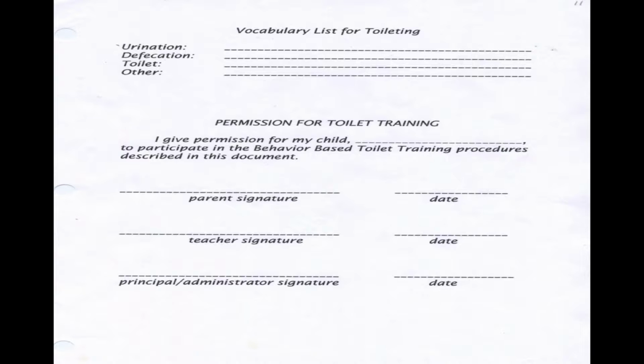So here we go. This is our vocabulary list for toileting. So for example, what is urination called? What's defecation? What's the toilet called? Other things. So that would be where you'd put their private parts, for example. But most of the time for a 7-year-old, we don't say things like, do you need to defecate? But at the same time, we might not want to be using cutesy language either to talk about using the toilet. So we're just agreeing here, what are the words we're using? And the parent is giving permission to use toilet training procedures. Parent, teacher, and then an administrator signs and dates.